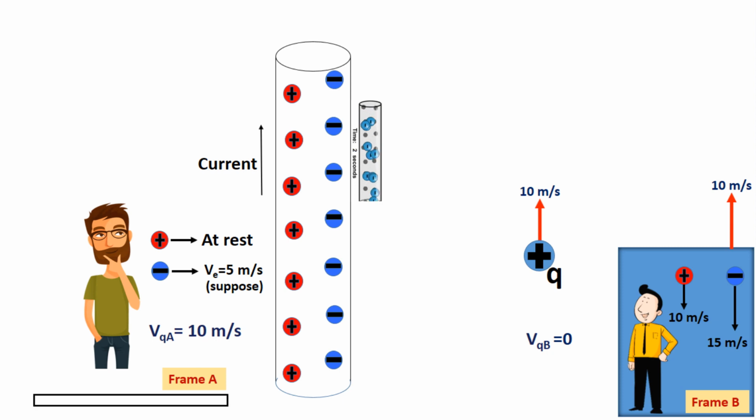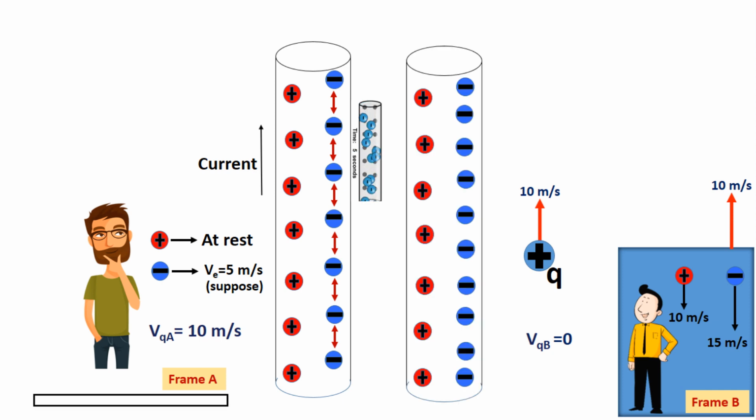Since the negative charges are moving faster than the positive charges, the length contraction would be more significant in the case of negative charges, and therefore the current carrying conductor would no longer be the same for the person in frame B. To him, the density of negative charges would be slightly greater than the density of the positive charges. So the conductor is no longer neutral with respect to frame B, but it is slightly negatively charged.